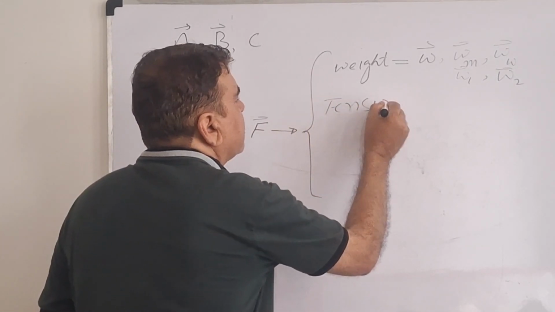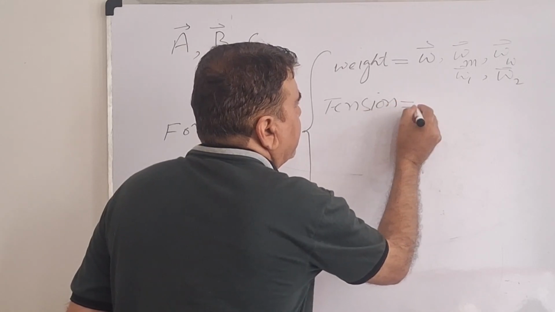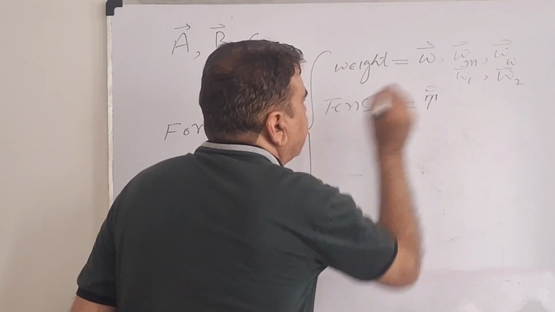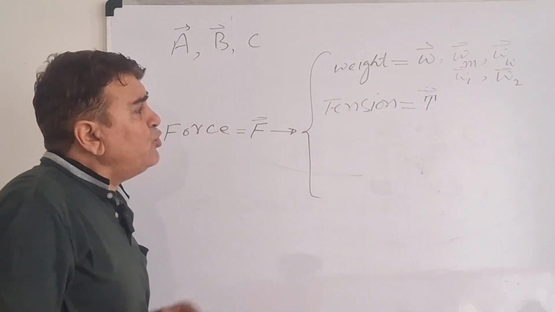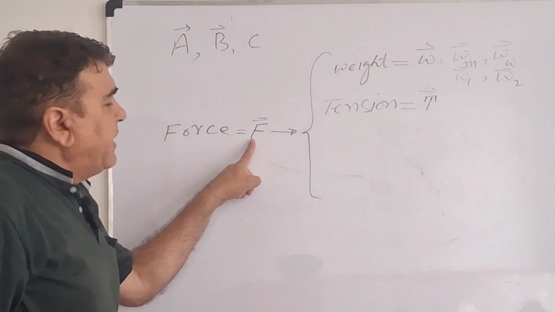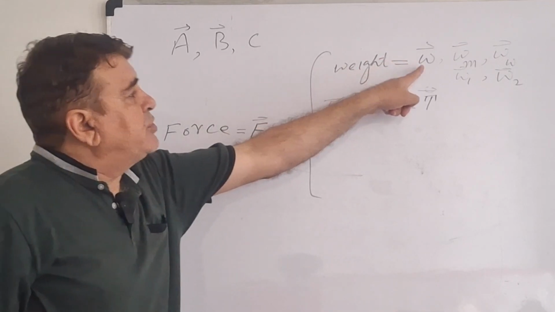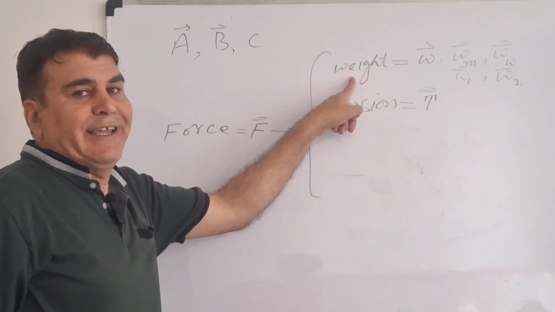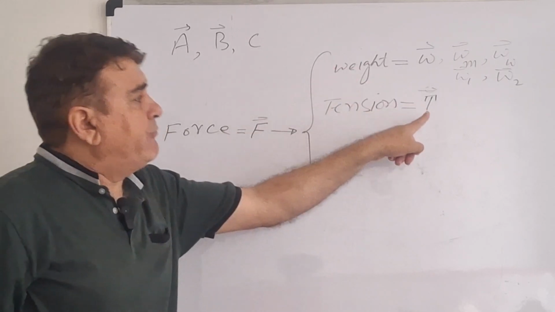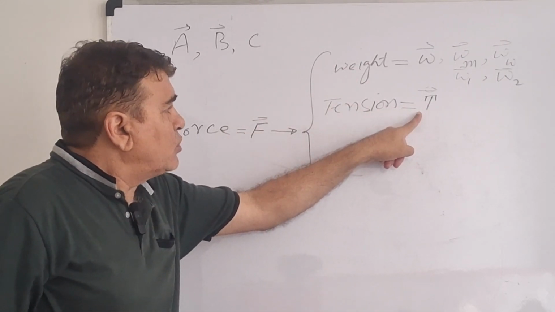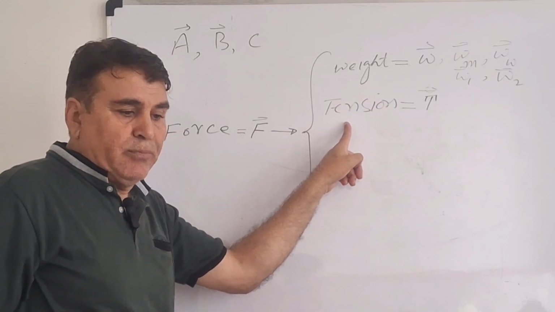And for tension, we use a symbol T with an arrowhead over it. You see now, we are shifting from F to W when the source of force is gravity. And we are shifting from F to T when the source of force is a rope.